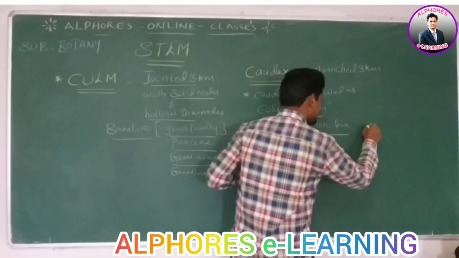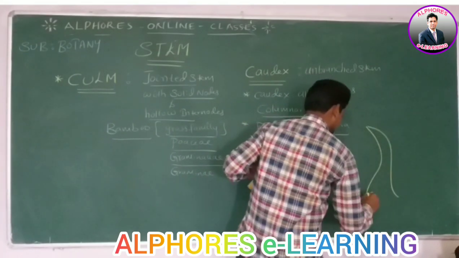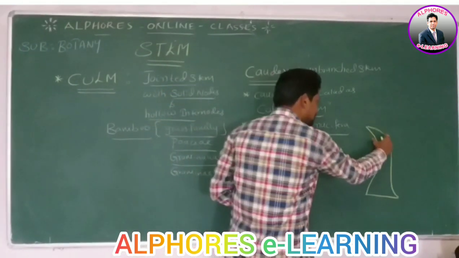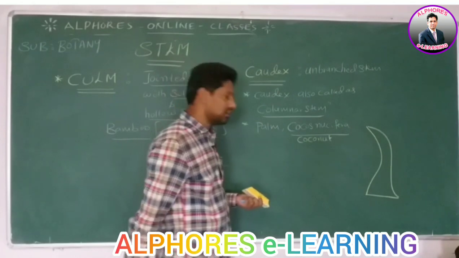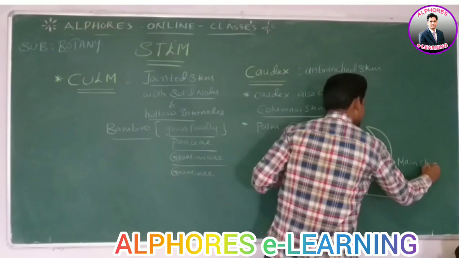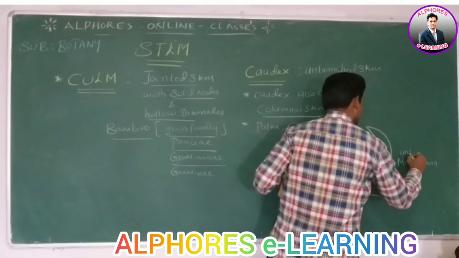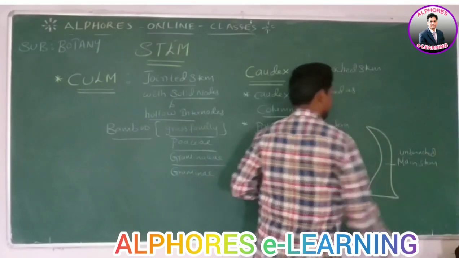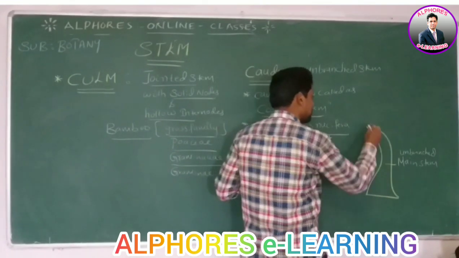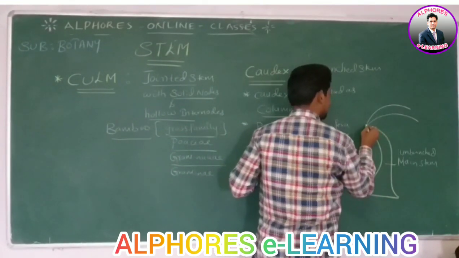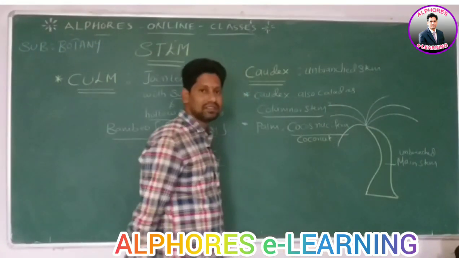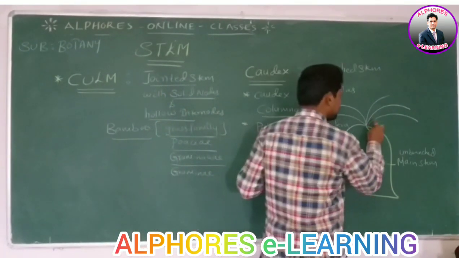Now, have you seen the coconut plant? If you see a coconut plant, is there any branch on the main stem? No branch. Therefore, the main stem is unbranched. This unbranched main stem bears a cluster of leaves at its tip. Therefore, each one is a leaf here.